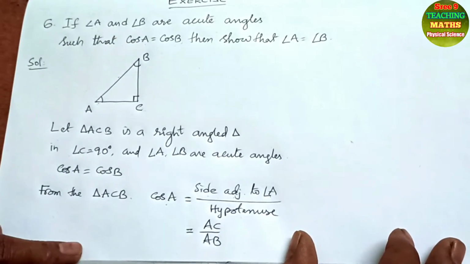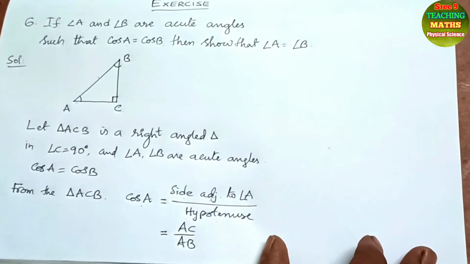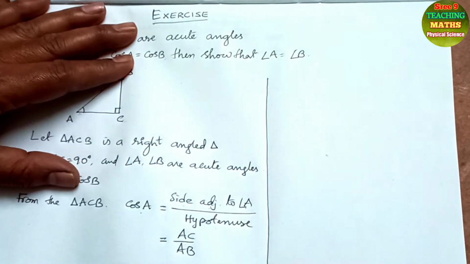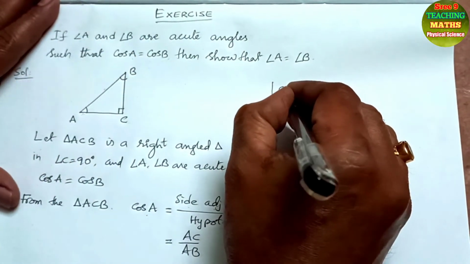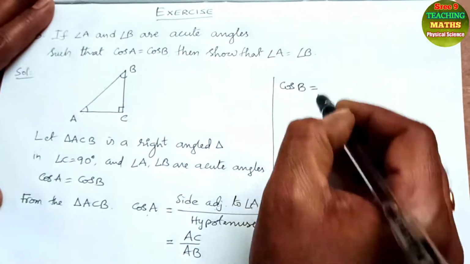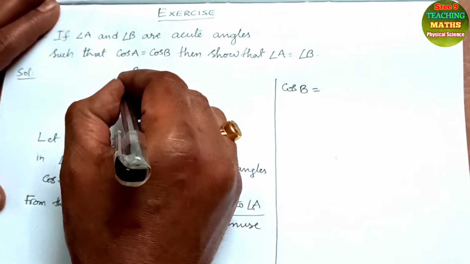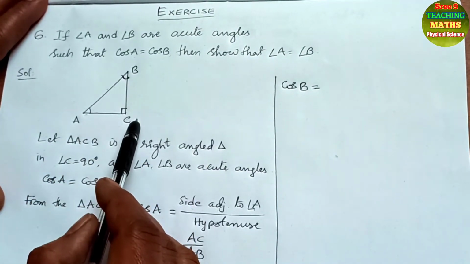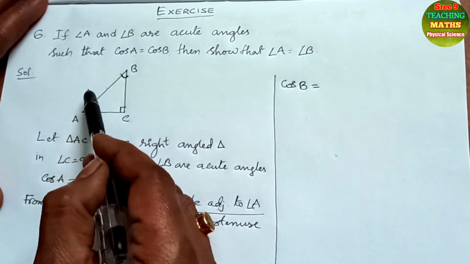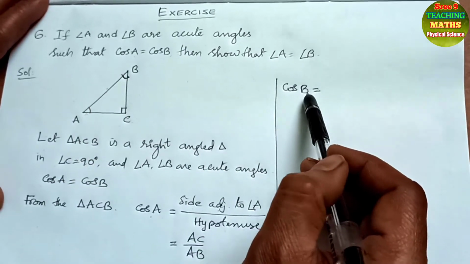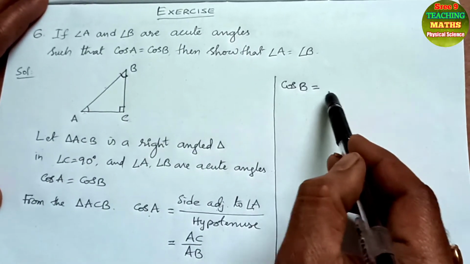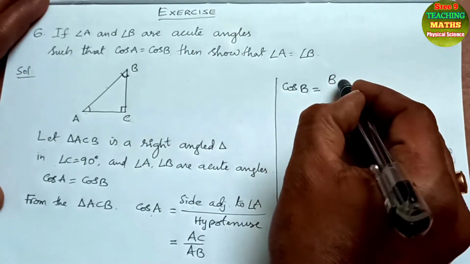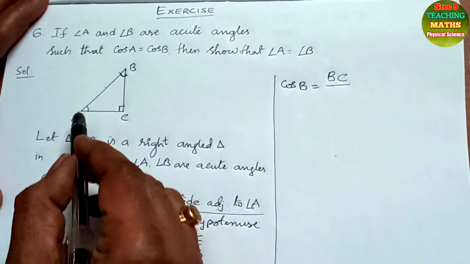Similarly let us write cos B. This is the angle B, hence this will be the adjacent side and obviously this will be the hypotenuse. The formula for cos B is side adjacent to angle B by hypotenuse. The side adjacent to angle B is BC, and the hypotenuse is AB.